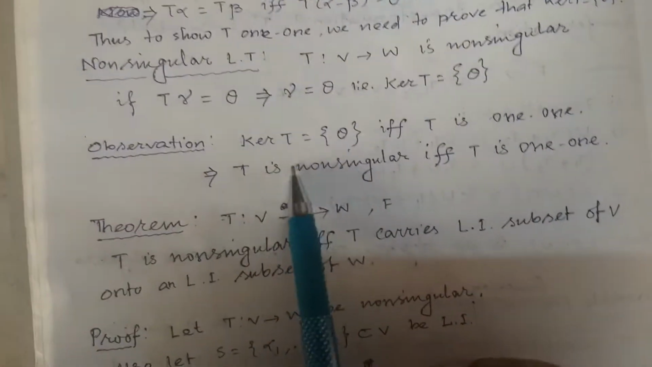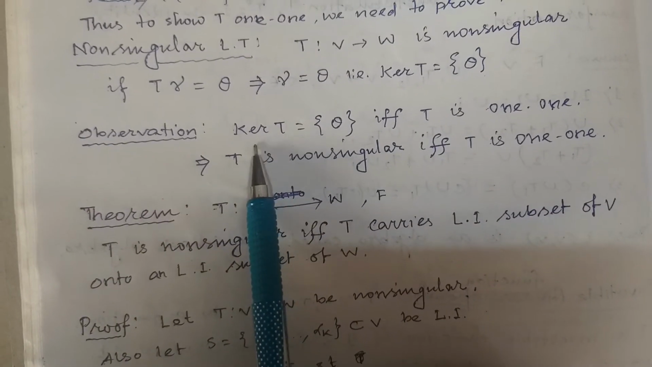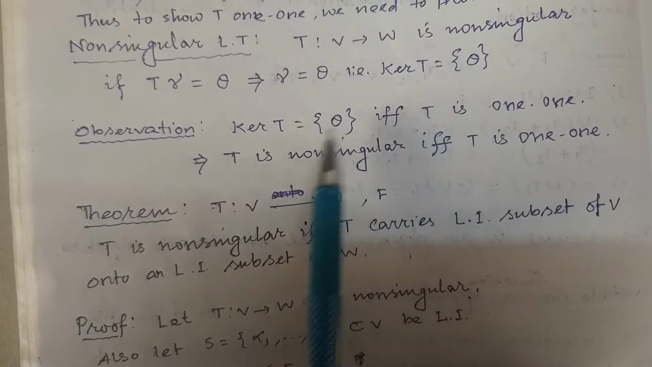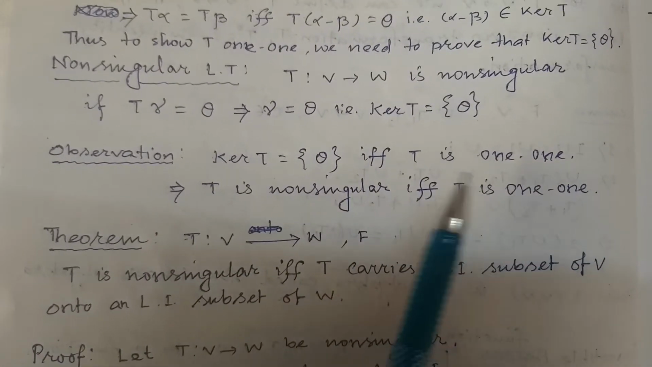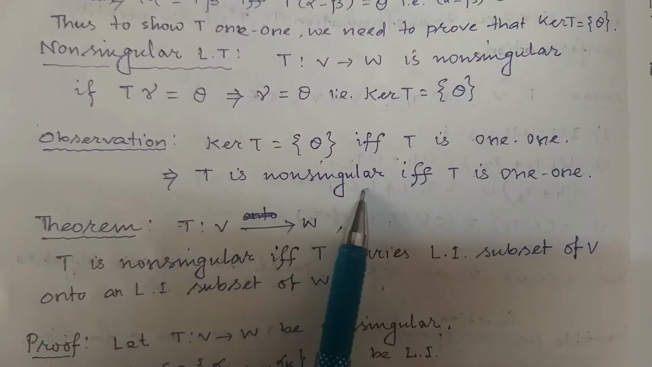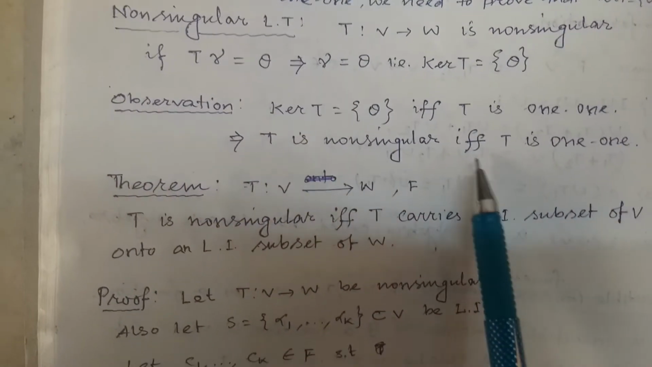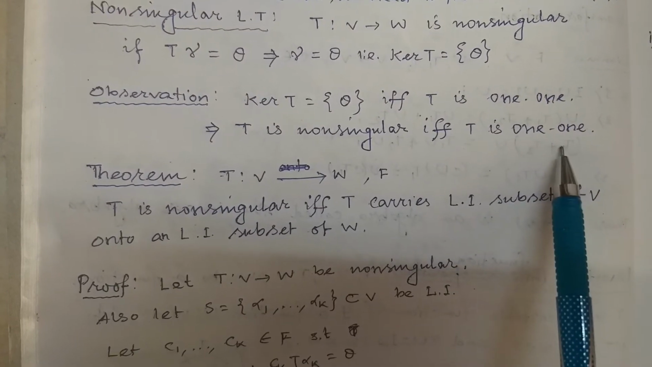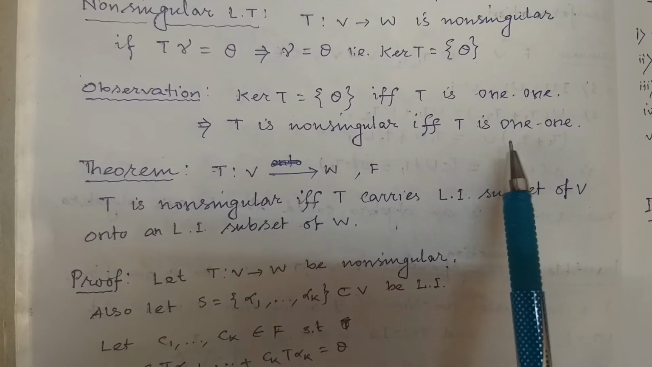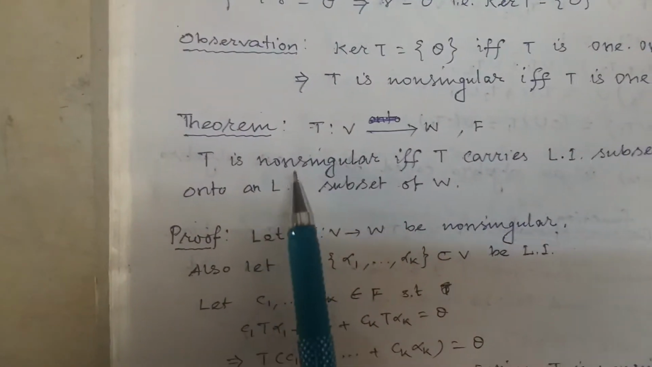Now we have an observation. We know previously that ker T is singleton theta if and only if T is 1-1. So T is non-singular if and only if T is 1-1. Clear? So for the non-singularity also, it is an if and only if condition that T is 1-1, necessary and sufficient. So the ontoness of T is not necessary.